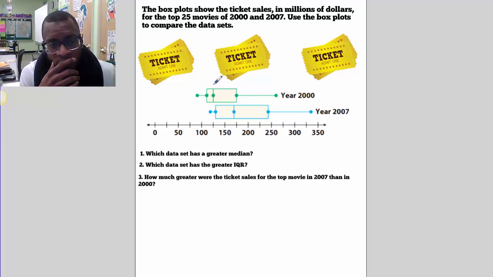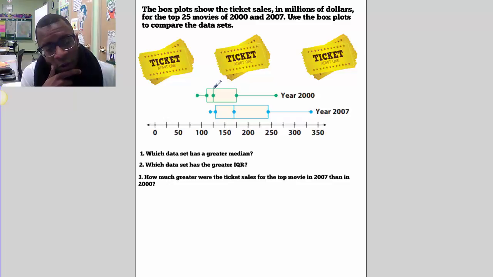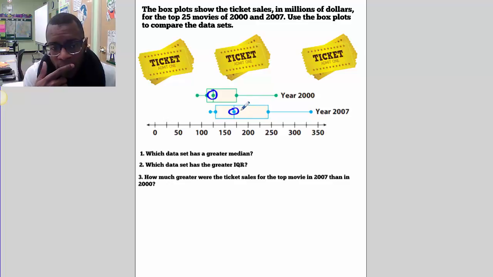Okay, so the first question they ask is which data set has a greater median. Remember, our median value is located inside of the box. So here would be our median value for the set of data for year 2000, and this would be the median value for the set of data for year 2007. If we want to find which data set has a greater median, we just look at where it falls on the number line.